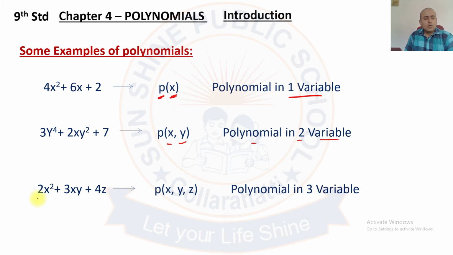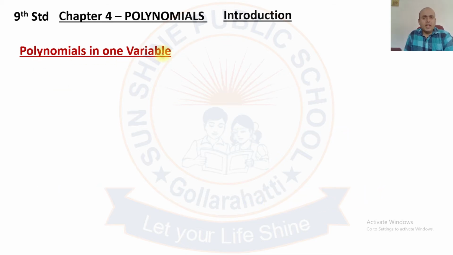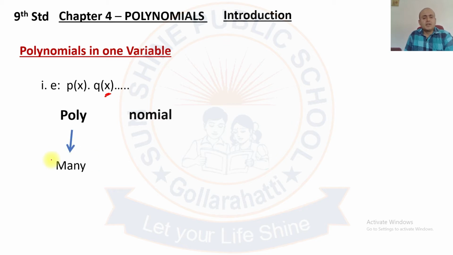Next example is 2x square plus 3xy plus 4z. Here we have x, y and z, three variables, and we will call it a polynomial in three variables. Polynomials in one variable, that is p into x or q into x, we call a polynomial in only one variable. The word is divided into two parts, poly and nomial. Poly means many, nomial means terms. So polynomial means many terms.